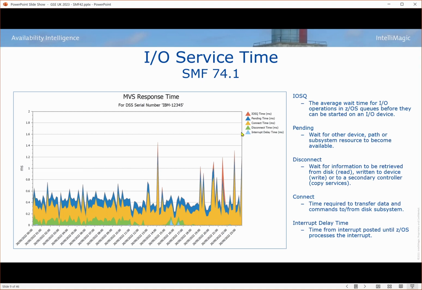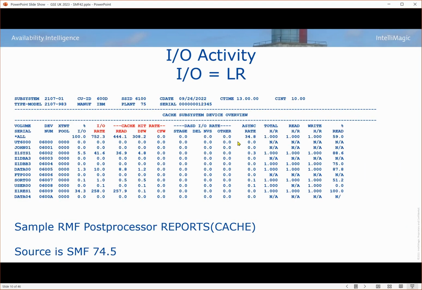Okay, so that's service time. Another chart, or rather table, of data that's interesting from RMF, CMF, I call the cache report. Data is in SMF 74 subtype 5. So the first thing I want to say is the I/O count here that you're looking at, the I/O rate in this table, is not start subchannel, it's a locate record. It's different. One start subchannel may have multiple locate records in it. So be careful if you're comparing those two.